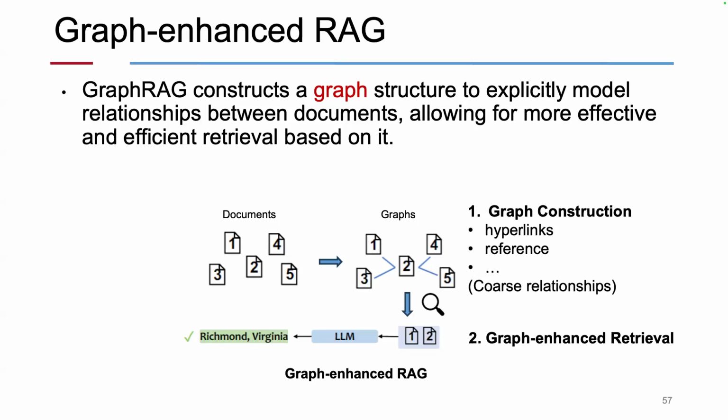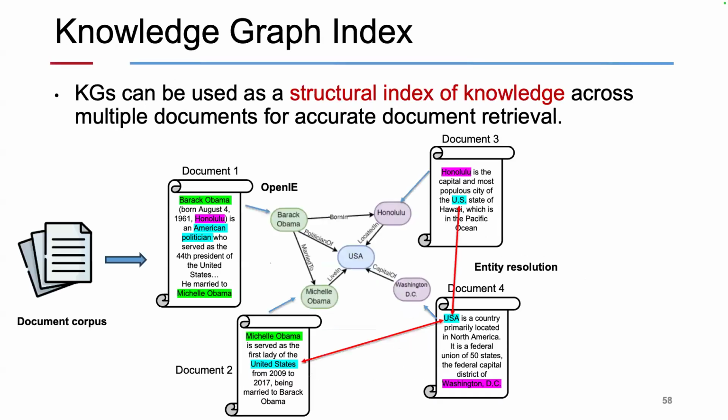So we try to unify the ability of graph reasoning and large language model reasoning to get the next level of artificial general intelligence. Here, instead of using the existing relationships, we try to utilize knowledge graphs as a structured index of knowledge across different documents.